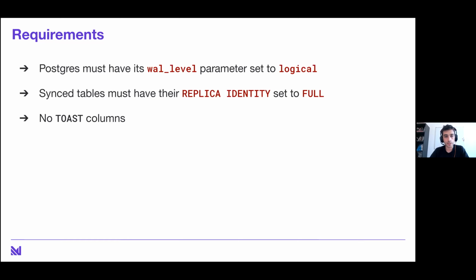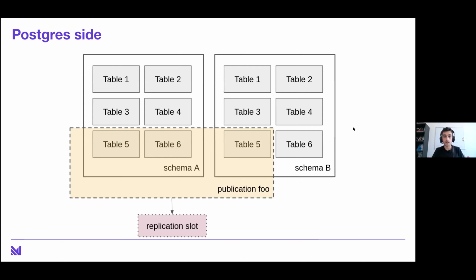So if we imagine a Postgres database, the Postgres database has a hierarchy of objects. There's a database, the database has schemas, and schemas have various different objects. In this case, we're only interested in tables. And so I've depicted that here with two schemas, schema A and schema B, with a bunch of tables.